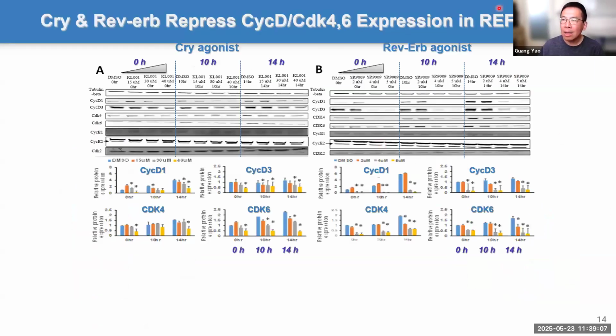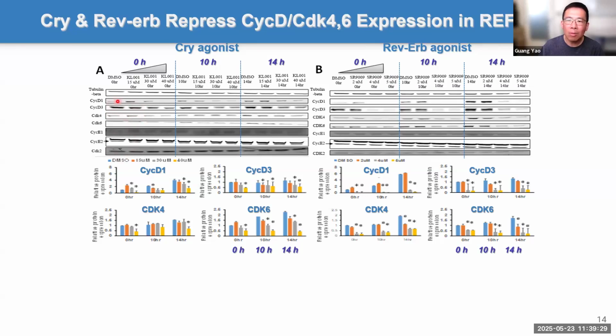So this again is the fibroblast, rat embryonic fibroblasts. So we just give them KL001, the cryoagonist, at increasing dose as before. Same here, RevERB increasing dose. We know cells are deeper in quiescence. Then let's see what they change.